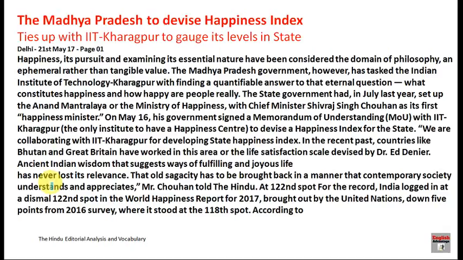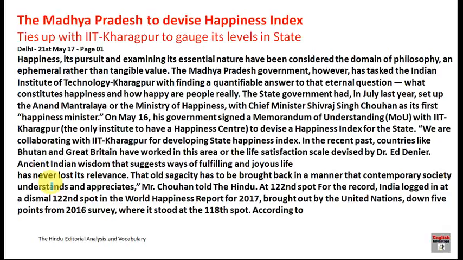Okay, the Madhya Pradesh government, however, has tasked the Indian Institute of Technology, Kharagpur, with finding a quantifiable answer to that eternal question: what constitutes happiness and how happy are people really? What are the factors that are responsible for one's happiness? So they will create a kind of happiness index, and IIT Kharagpur will devise the whole plan.